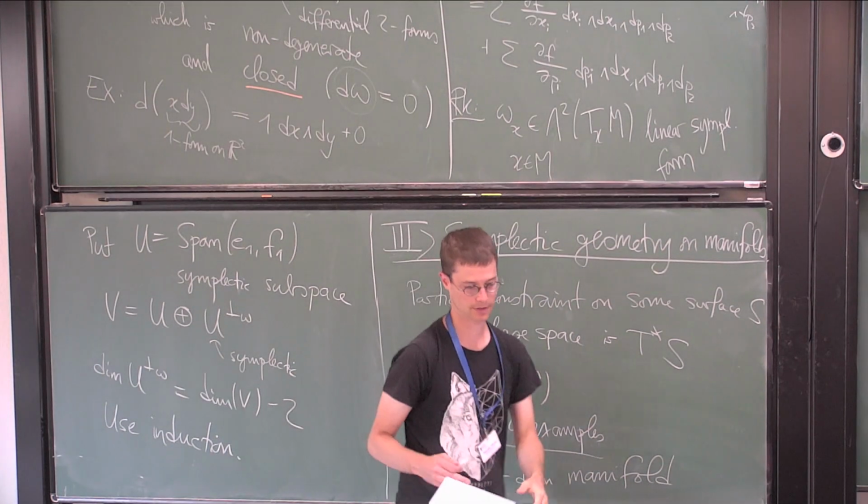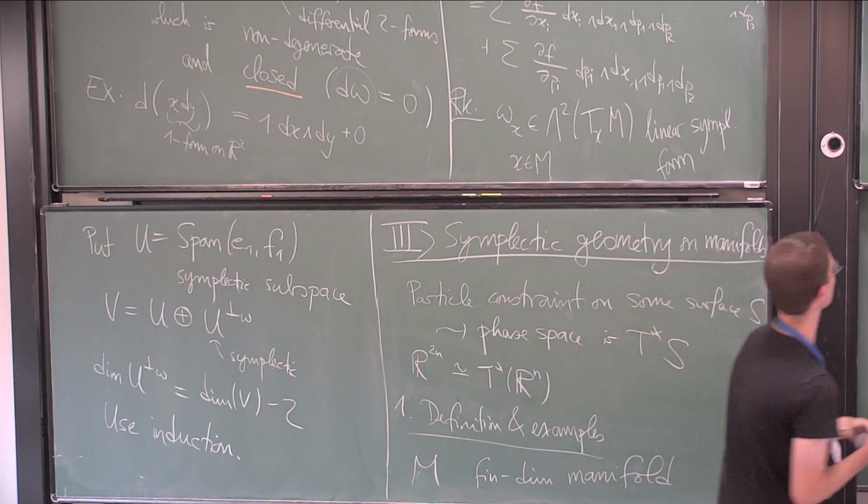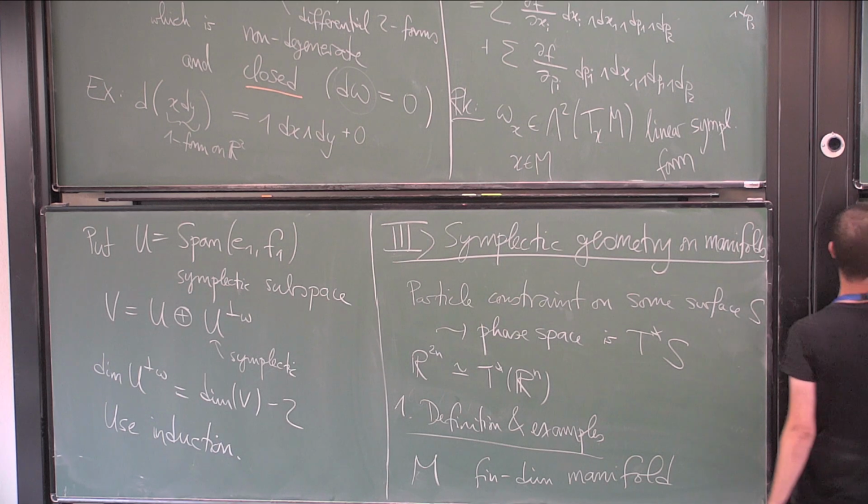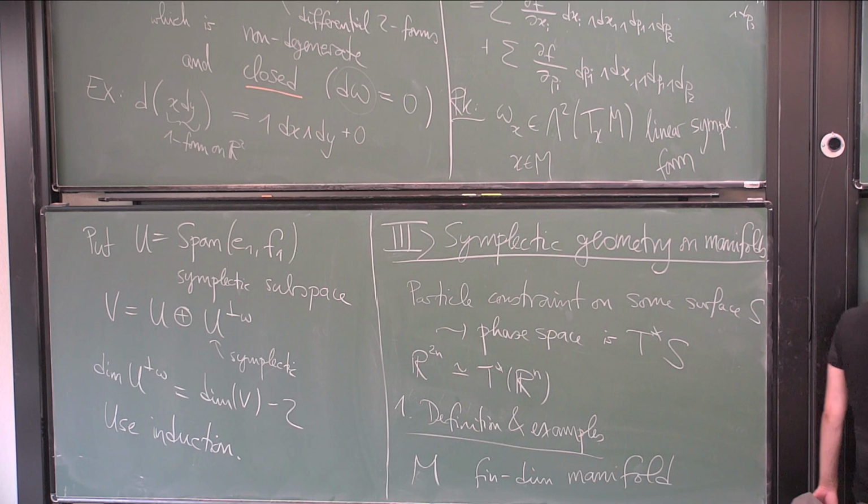Let's see some examples, or more like a quiz. I will write some forms, and you will have to say whether they are symplectic or not, just to check that you understand. Is it symplectic or not? The first example will be omega is x.